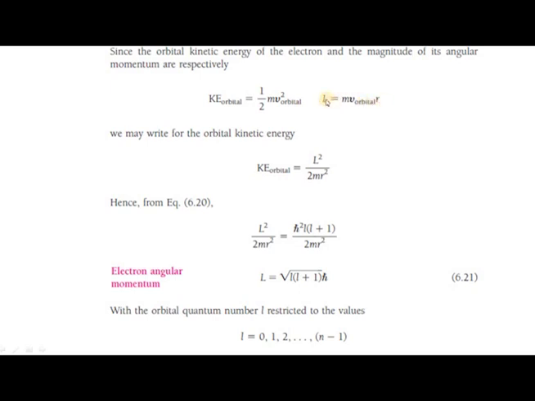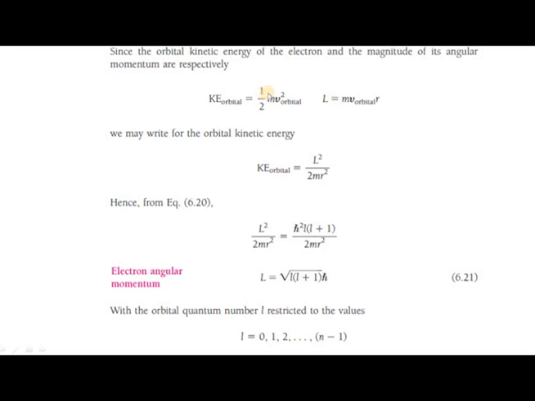So what do we do? We substitute this L here. So I have to square this. M square v orbital square by 2. That means m square by 2 orbital square v orbital square r square by r square mr square. So what do I do? We are multiplying numerator and denominator by mr square. Multiply by mr square. So what did we get? m square v square r square divided by 2mr square. Right? m square v square r square is L.